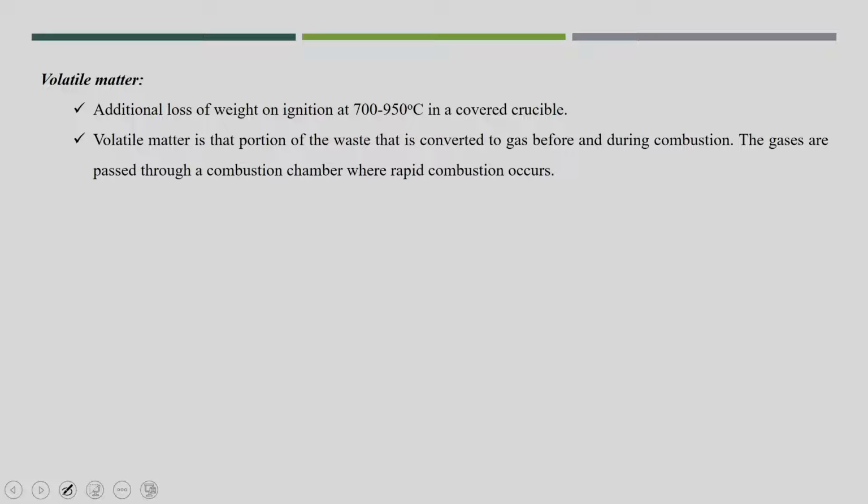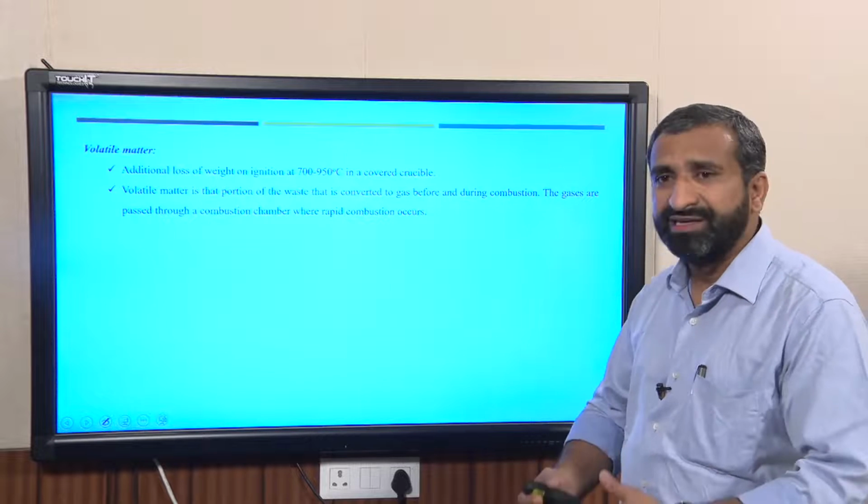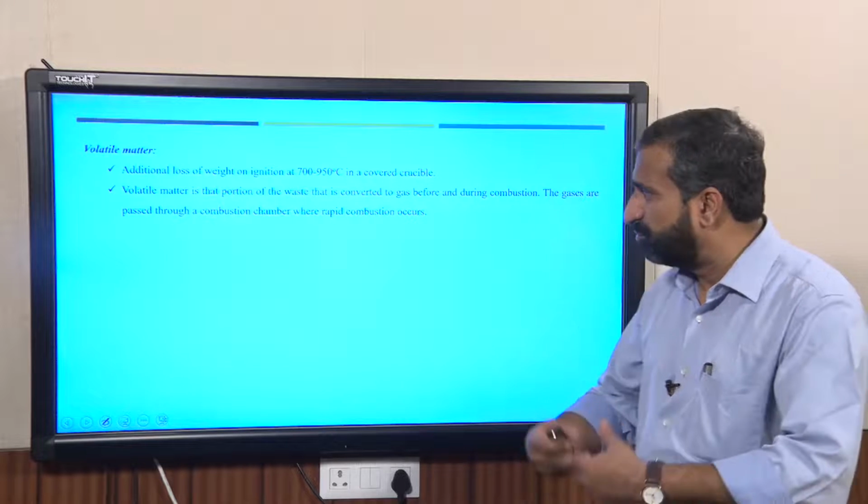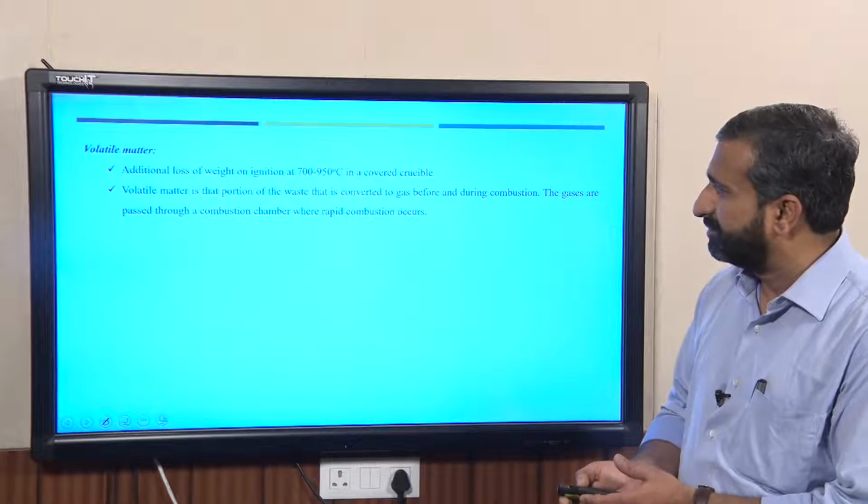This is analyzed at 700 to 950 degrees centigrade in a covered crucible. Volatile matter is the portion of waste that converts to gas before and during combustion. This is a very important parameter for the combustion facility. For an incineration facility, if there are more volatile solids, the heating value of the waste will be higher, and more energy can be produced.